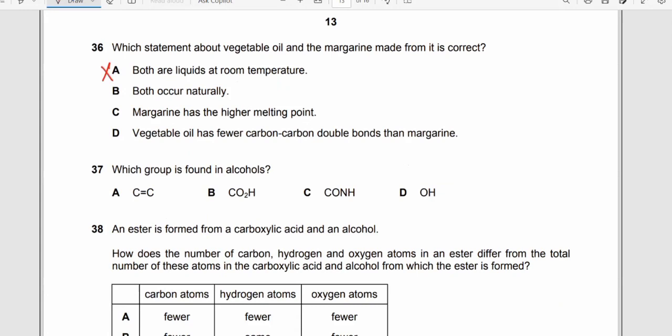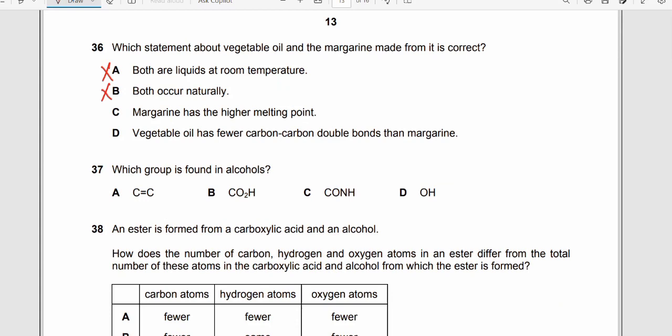Both occur naturally? No. One is artificially made, which means one is synthetic. Okay. Margarine has a high melting point. Yes, this is correct. Vegetable oil has fewer carbon-carbon double bonds than margarine. Fewer means a smaller number of carbon-carbon double bonds.